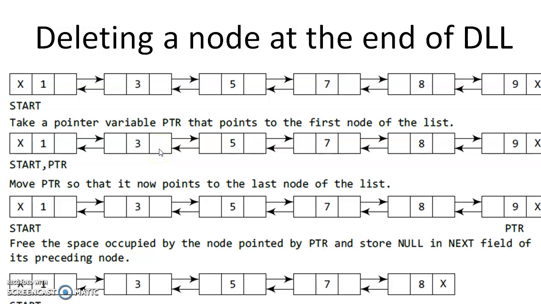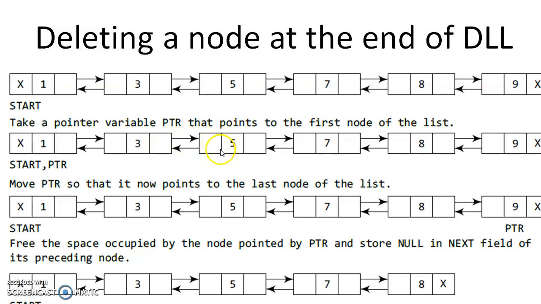See here, I am starting here, start is equivalent to pointer. Is the pointer of next equal to null? No. So I am going to the next node, that is, pointer is going to the 3. Is pointer of next not equivalent to null? Yes, it is not equivalent to null.